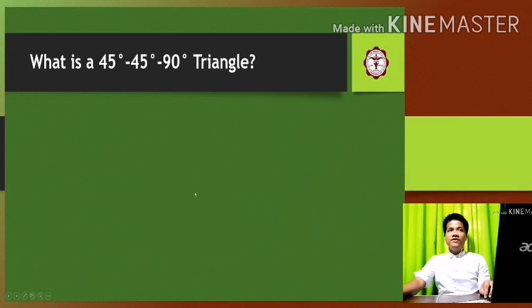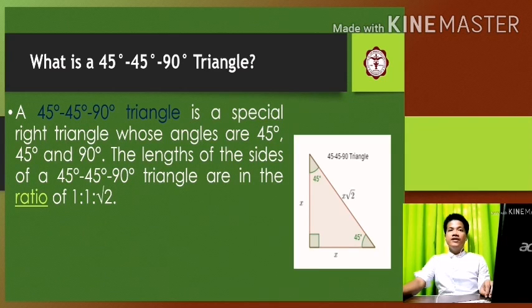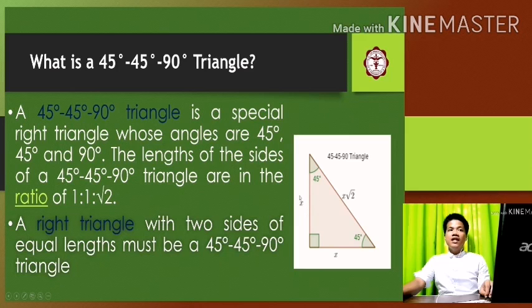So what is a 45-45-90 triangle? A 45-45-90 triangle is a special triangle with angles measuring 45 degrees, 45 degrees, and 90 degrees. The lengths of the sides of the 45-45-90 triangle are in the ratio of 1:1:square root of 2. Having here the illustration, we can say that the ratio of the sides is x to x to x square root of 2. A right triangle with two sides of equal lengths must be a 45-45-90 triangle.